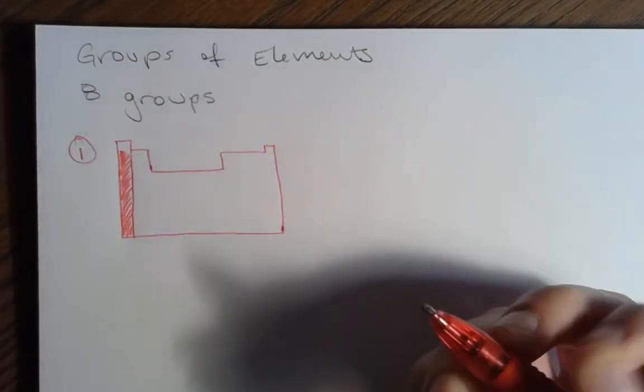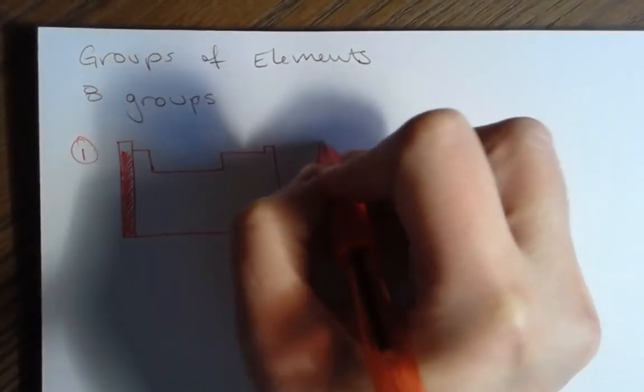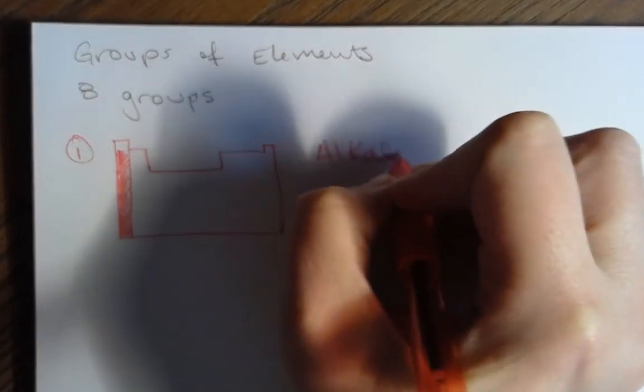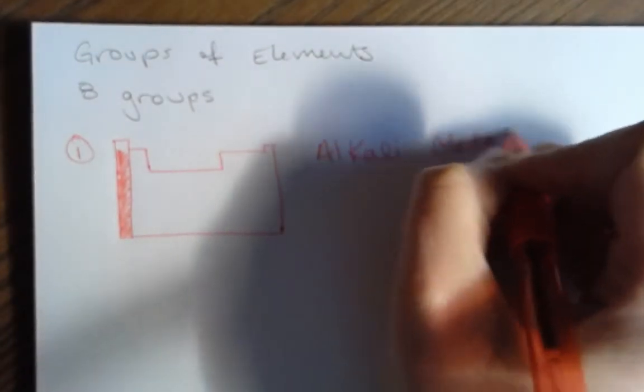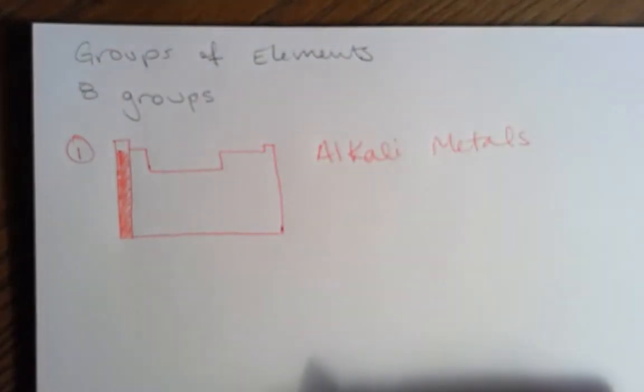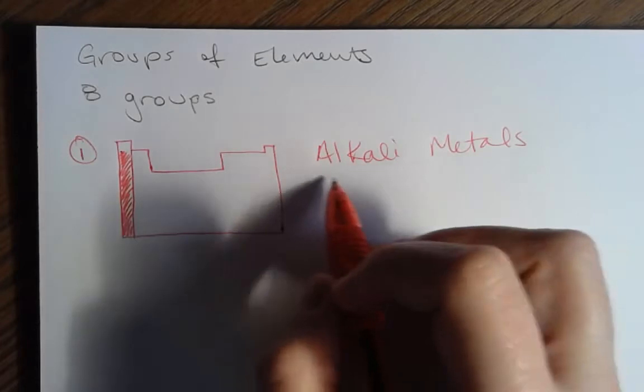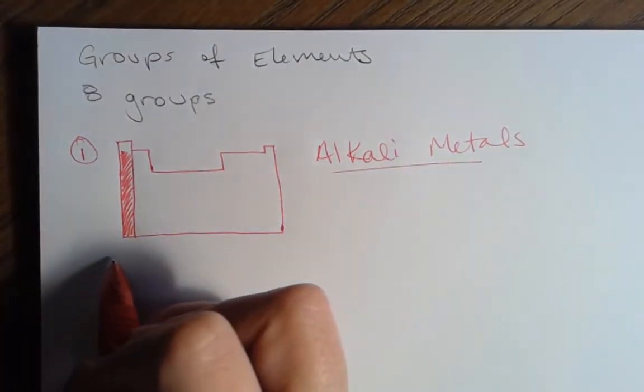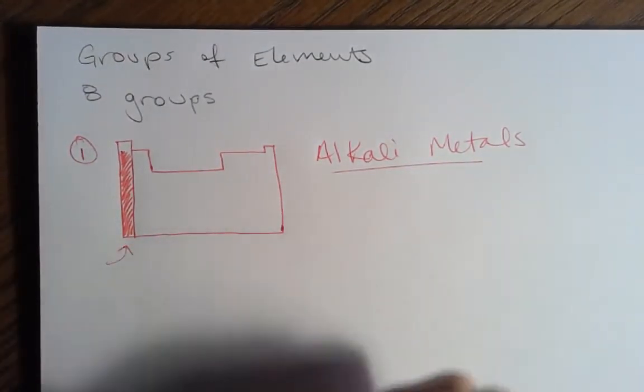Group 1 is the alkali metals. And group 1, so this is the name, the location and the name.